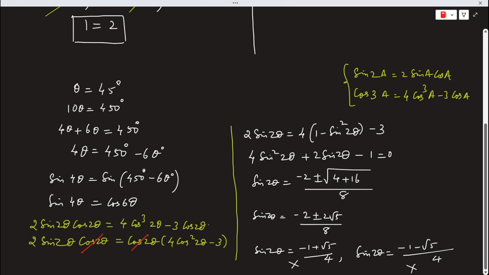The reason here is, if you see very carefully, the term which we have cancelled. We have cancelled cos 2 theta on both sides, whereas theta is 45, which means cos of 2 times 45 is cos 90. Cos 90 is 0. So we have cancelled 0 on both sides. Hence we have arrived at this wrong result. So please ensure that zeros we are not cancelling in future.